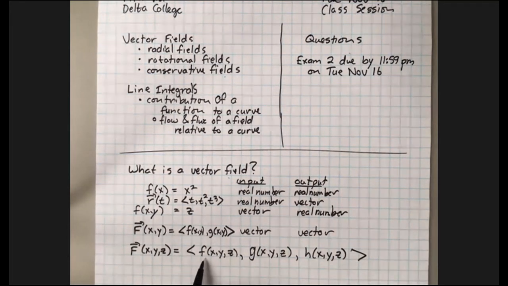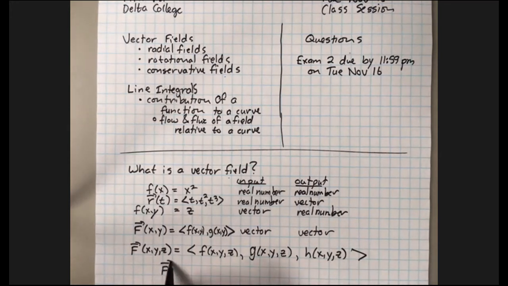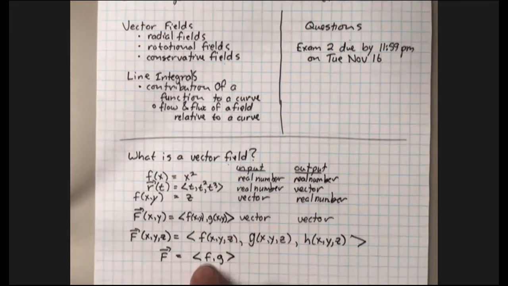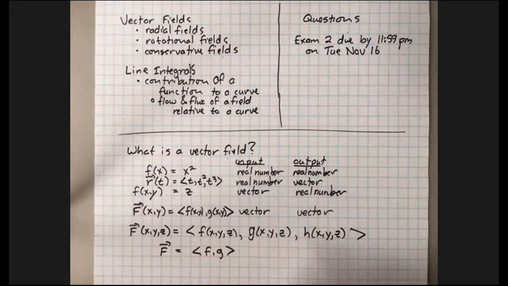Now, the output can depend on x and y and z, and it can depend on x and y and z in any slot. So that makes this a little bit unwieldy to write. So sometimes people shorten these up to say the field has the component functions f and g, or the book is fond of saying component functions p and q. That's just suppressing the display of the variables x and y or x and y and z. And that's okay as long as you know whether you're talking about the two-dimensional or three-dimensional case.